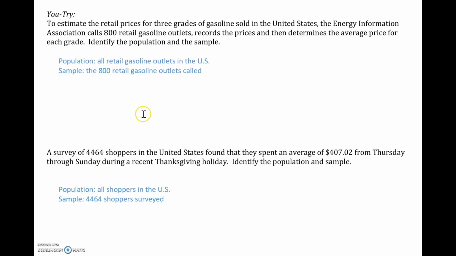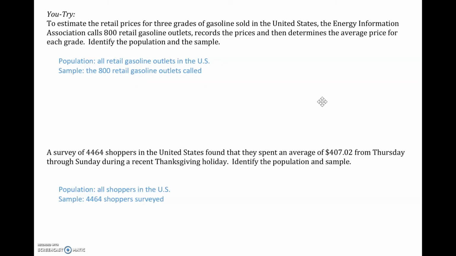All right, so hopefully these first two are pretty straightforward, just identifying population and sample. You can see the Energy Information Administration in the US is trying to estimate the prices of gasoline. So you'd want to figure out information about all the gasoline stores or outlets or stands, right? But they only had time to call 800 of them. So the population is all the gasoline outlets. The sample is just the 800 they called.